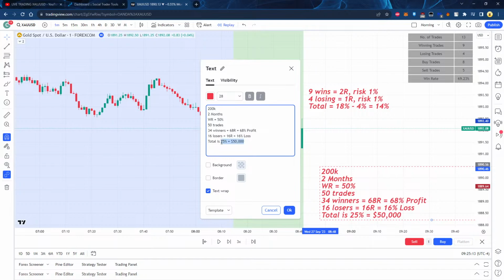Now your total is basically, what is that, 52? Yeah, so you have 52%. Total is 52R. 52%. Obviously, that's 104k profit.